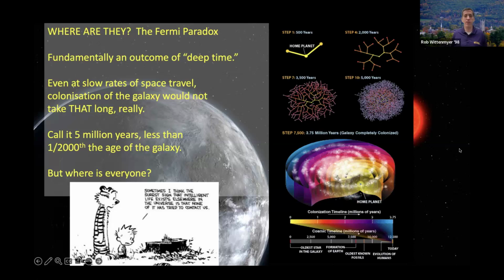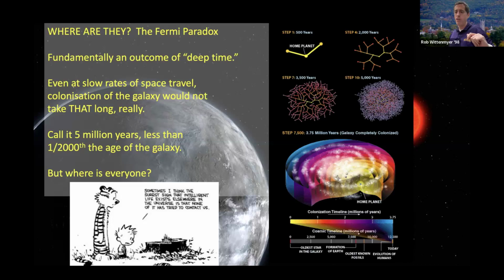It's not that hard, right? Even if you don't have warp drive, let's say on this plot, you take 500 years to send a ship to another planet, to the next star system. And you do that again and again, 2,000, 3,000, 5,000 years. You can cover the whole galaxy in like 5 million years. Now, 5 million years is not much time, okay? Sorry, astronomers speak here. 5 million years, blink of the eye, right? Less than a 2,000th the age of the galaxy.